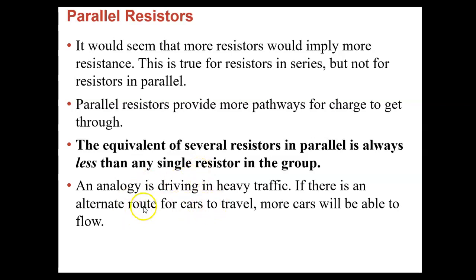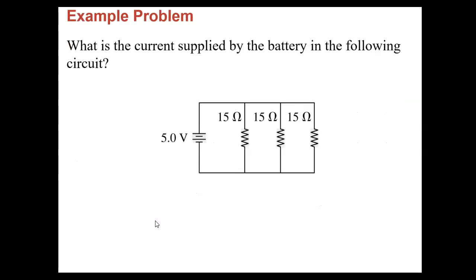And they have the driving analogy here too. If there's an alternate route for cars to travel, more cars will be able to flow because they'll have multiple ways to get through places.